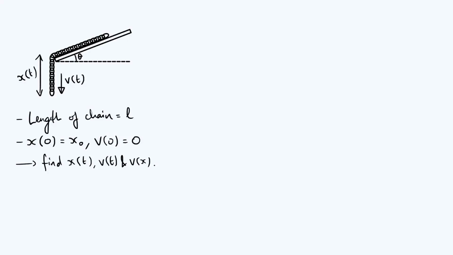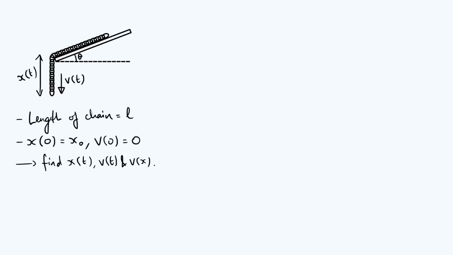Hello everyone, in today's video we're going to solve another dynamics problem involving a chain, and the setup this time is that we have a smooth inclined plane. Maybe it's a table that someone has lifted up at one end, and there's a chain which is fully stretched out along the table with part of the chain hanging vertically off the edge of the table.